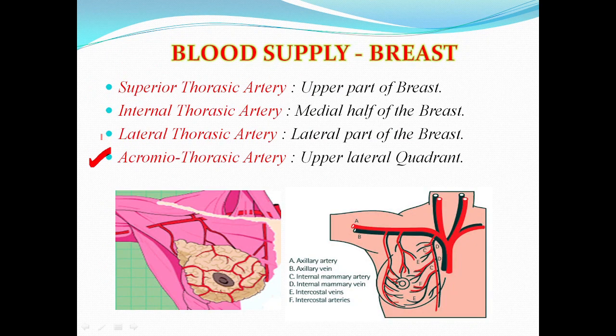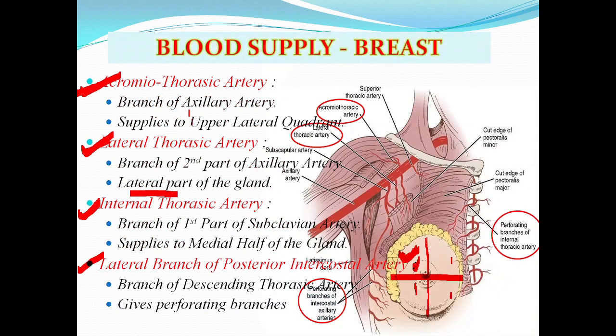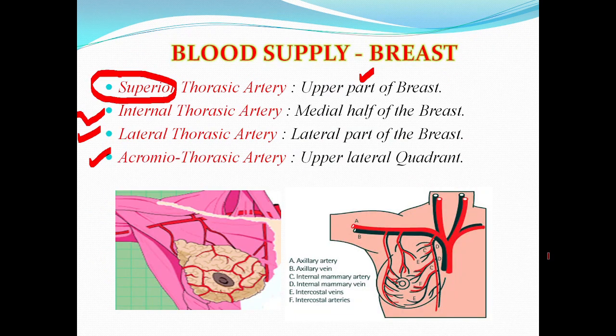The acromiothoracic is over, lateral thoracic is over, internal thoracic is over. So we are left with the superior thoracic artery. Superior thoracic artery is going to supply the upper half, meaning what? Superomedial and the superolateral quadrant. So this is how we have to understand it.